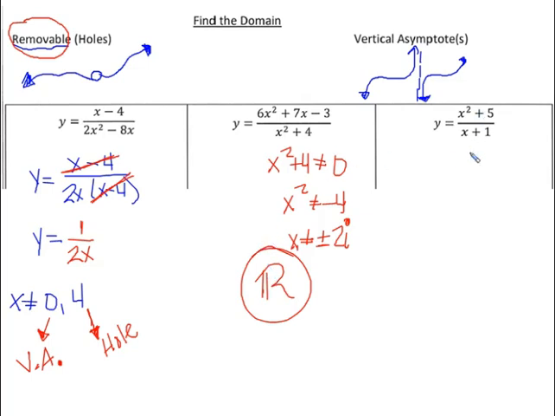Now, checking out our next one, kind of simple. x plus 1 cannot equal 0, so x cannot equal negative 1. We can't really factor the top to help us cancel anything out. So if this x plus 1 cannot cancel with anything up top, this specific value is going to be a vertical asymptote. We were not able to remove it like we were over here with the x minus 4.